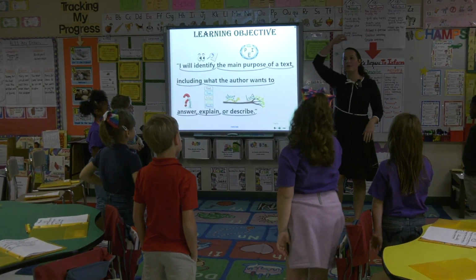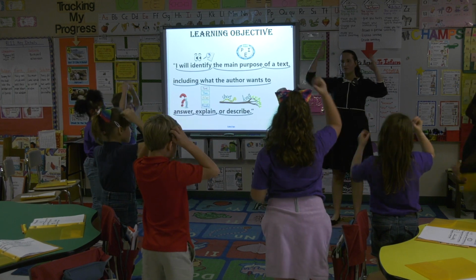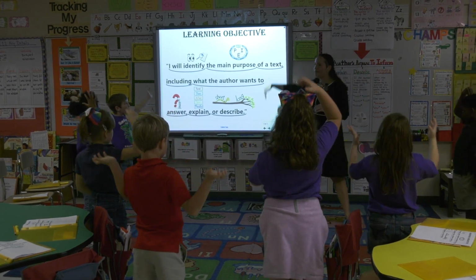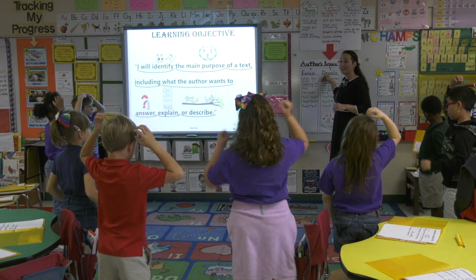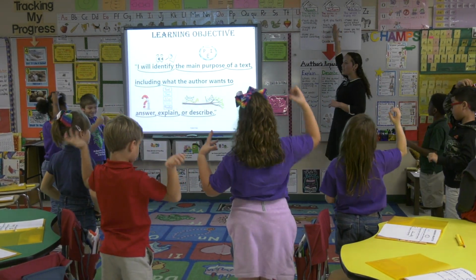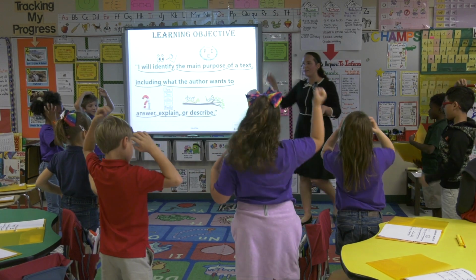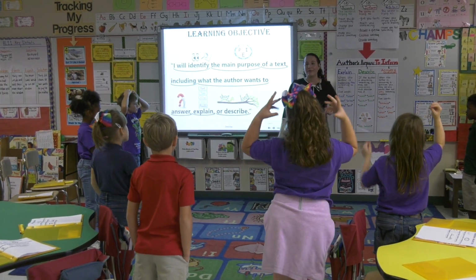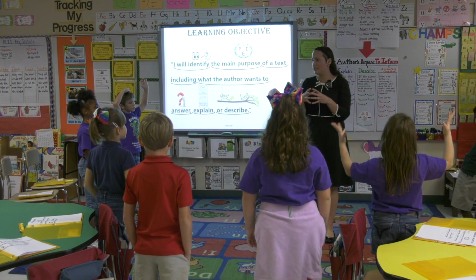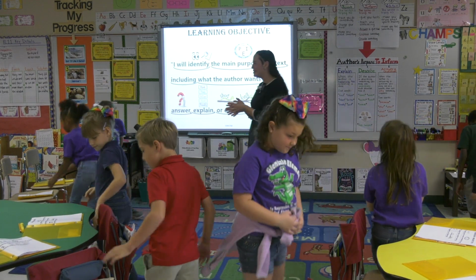Now, let's do our movement for inform one last time. Because that's where we're diving deeper. So I feel like we're really great at these 3, but this standard is a little bit more complex than that. So when the author is informing, he's teaching us something. And he's going to be answering a question, explaining something, or describing something. So that's where we're diving into with this standard. All right, let's sit back down by our partners.